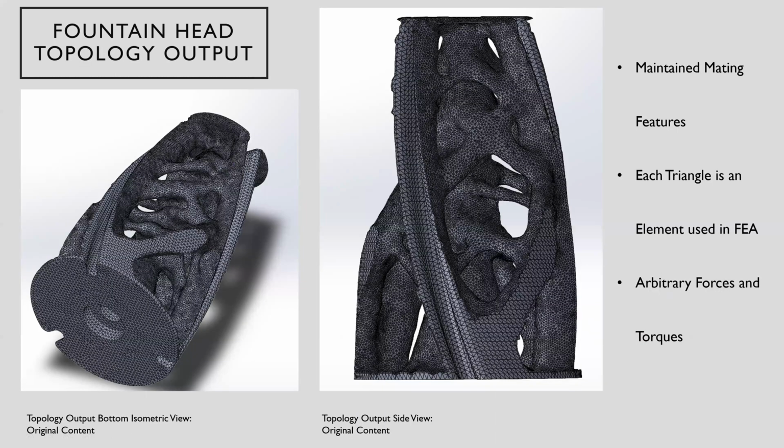Here's the output of those simulations. So here, each little triangle is an element in the finite element analysis. And I was able to maintain all the mating features through some settings in the topology optimization tool, those being the place where the bearing sits, the channels, and the vertical shaft running through. So, I think it's pretty effective in kind of mirroring a tree. You have the trunk coming up and then different branches coming off and then almost a canopy draping over it.